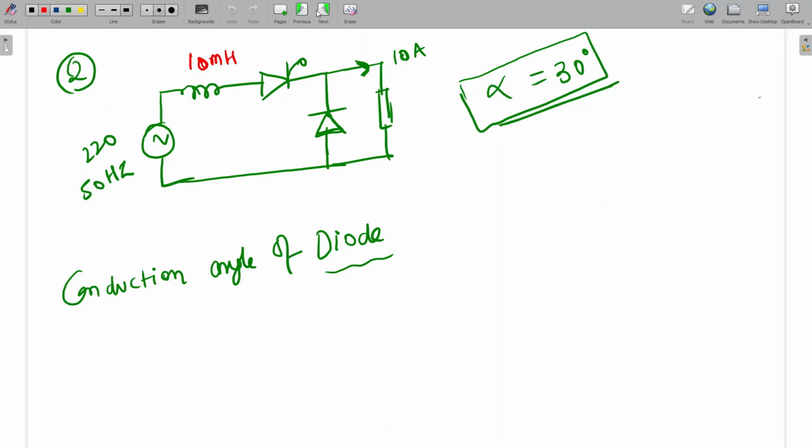This is one question I have framed by myself. Alpha is given as 30 degrees. Load current is 10 ampere. Source voltage is 220 V, 50 hertz. So what will be the conduction angle of the diode? We have to calculate. How can we calculate? Anyone tell the steps. What should be the steps here?